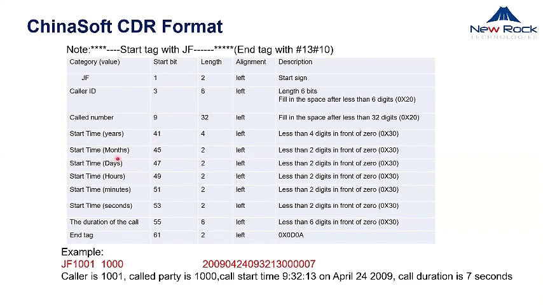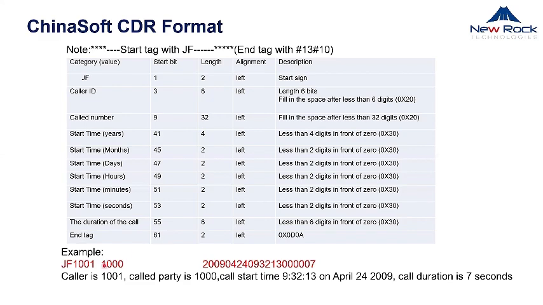And start time, this refers to month. So the start bit is 45. And for days, start time days is 47. And for start time for hours, the start bit is 49. And for start time minutes, it starts with 52. And of course, start time in seconds is start bit 53. So the duration of the call, the start bit is 55, and the end tag should be 61.